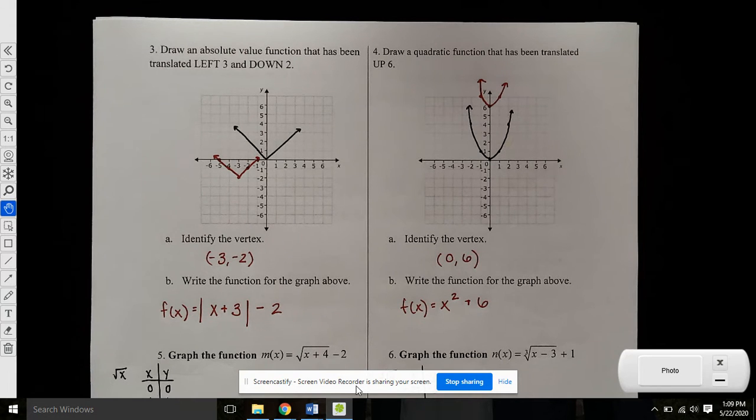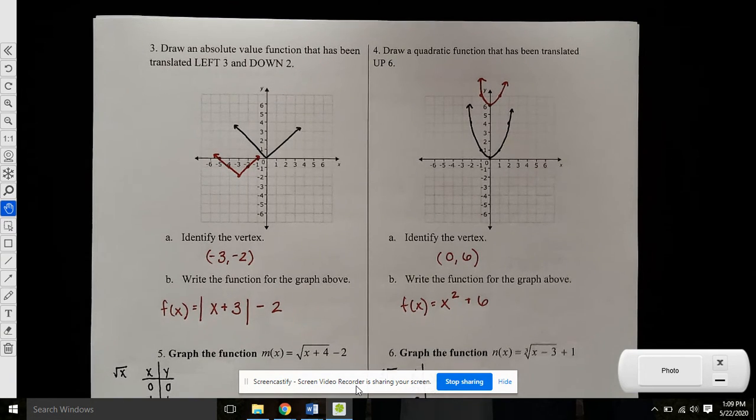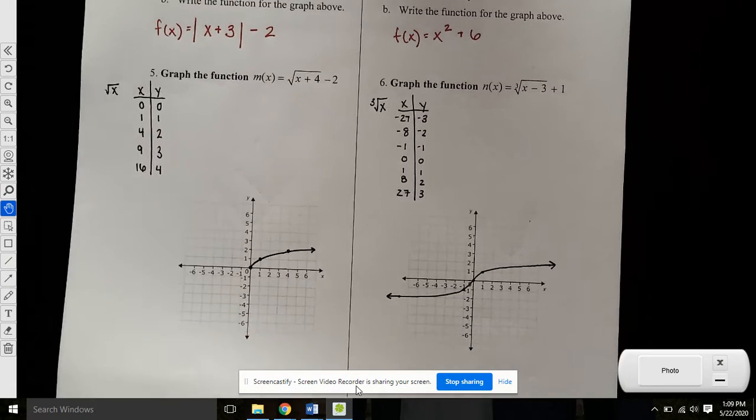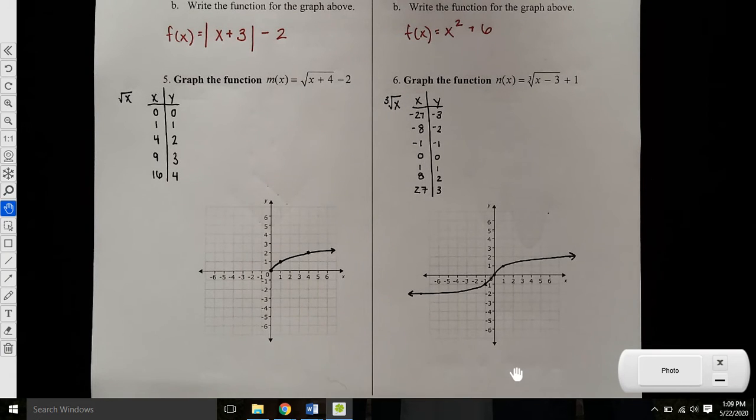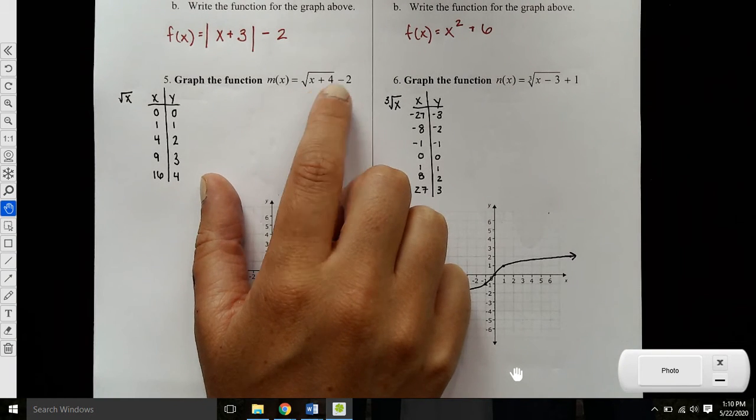So something that's really important when it moves left and right, you really need to think about what grouping symbols are around the x. And if you need parentheses, or if you need it in the square root, if you need it inside that absolute value sign, things like that. So let's look down at numbers 5 and 6. Now I've already written in the parent function here, just in the interest of saving time in this video, but if you want to write it down, you honestly should pause this video real quick and get it down on your paper. So I've got the square root of x plus 4 minus 2.